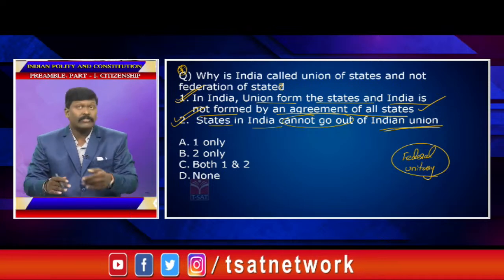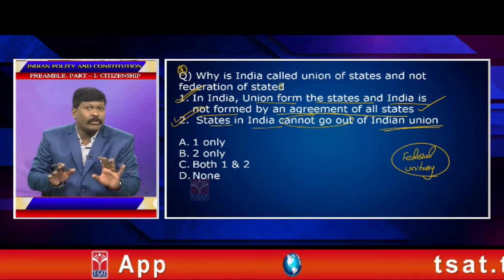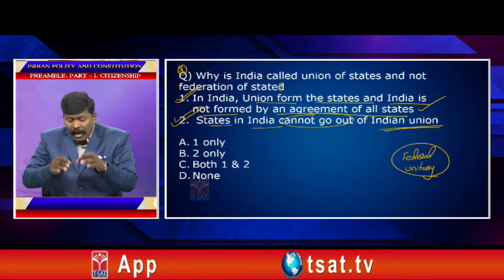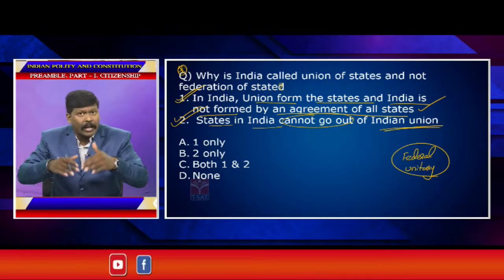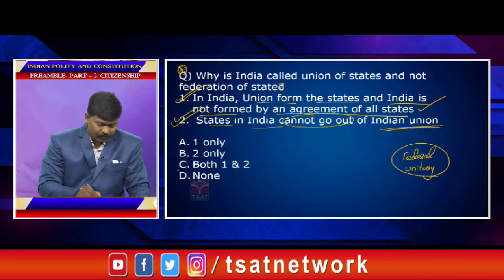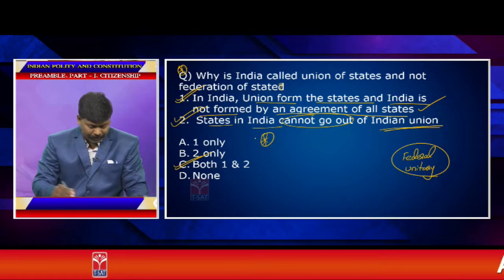In a federation, states form the union. In India, states don't form the union. Union forms the states according to Article 3. In India, the states which are formed cannot secede, cannot go out of the Indian Union. So, answer is C. Very, very important. These types of questions are expected.